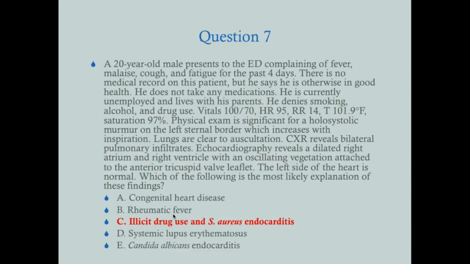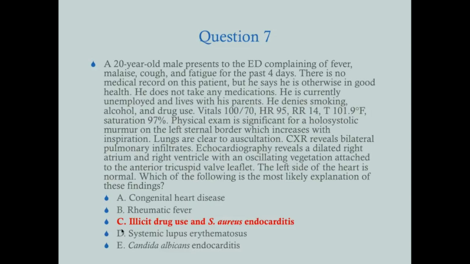Rheumatic fever is not something we commonly see in the US, and even then, it usually affects the left side of the heart, the mitral and aortic valves. And then lupus can cause vegetations on the valve, but it's not going to cause septic vegetations. They're going to be aseptic vegetations. And this guy has a fever. He's got something bacterial going on in his blood, and that's that Staph aureus.